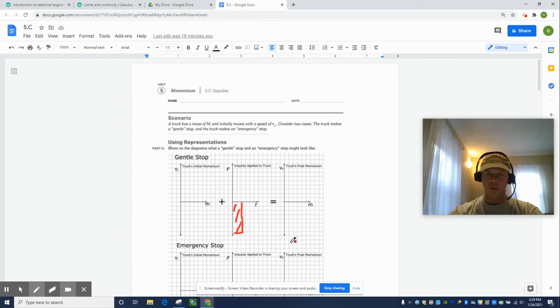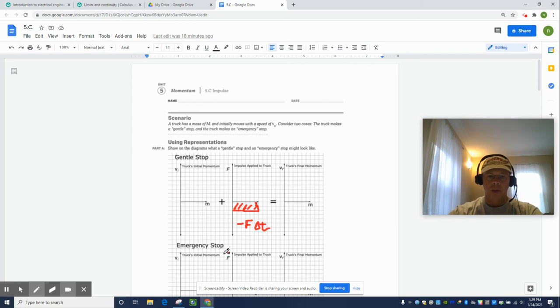That's a gentle stop. Oh, hang on. No, that's an emergency stop. That's a short period of time. Sorry. A gentle stop would be a small force over a long period of time. So there you go. That's negative F delta T.